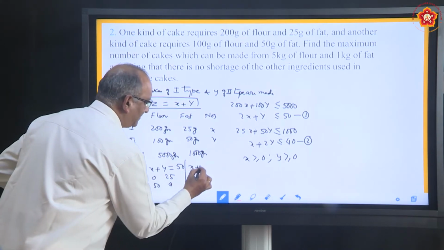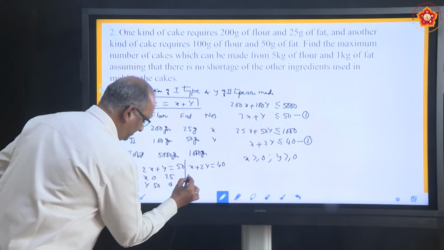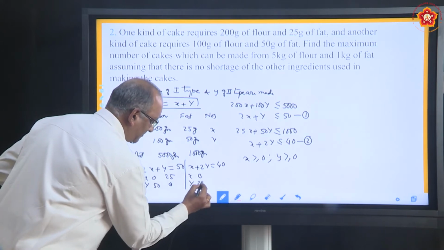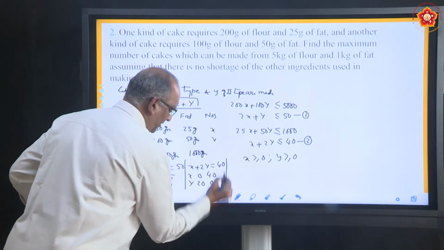x plus 2y equal to 40. Do the same thing, x and y. x is 0, y is 20. y is 0, x is 40. This is good enough.